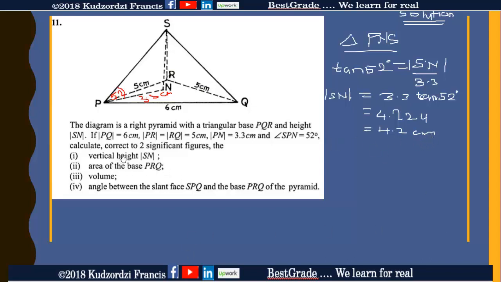Now we are finding the area of the base PRQ. PRQ is an isosceles triangle. The sides are 5, and then we have 6 centimeters over here. So find the height of the isosceles triangle. Let's call this place N. This RN will divide PQ into two equal parts. So this will be 3 centimeters, this will be 3 centimeters, and this will also be 3 centimeters.